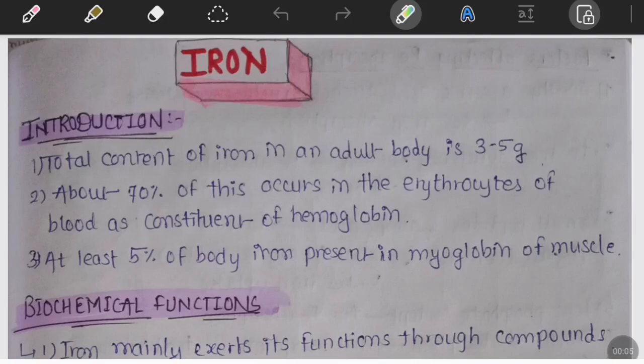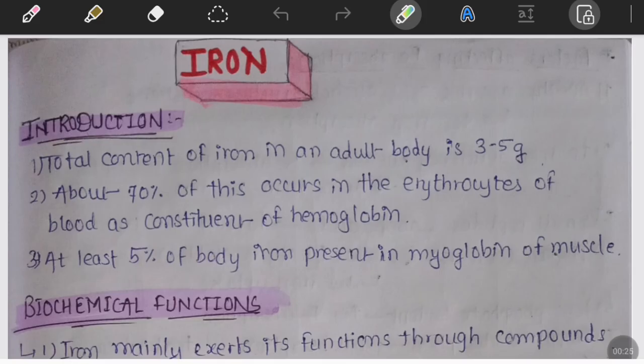Imagine a person eats plenty of food every day but still feels so tired, weak, breathless, and can't concentrate. Why? The answer may not be calories. It may be just one tiny mineral, that is iron. But here is something even more surprising.